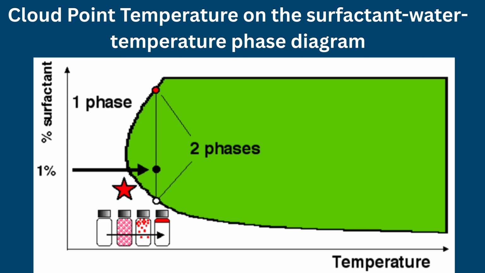Definition and experimental determination of cloud point. The cloud point is defined as the temperature at which a clear surfactant solution becomes visibly turbid upon heating. This turbidity arises from the formation of surfactant-rich and surfactant-lean phases.